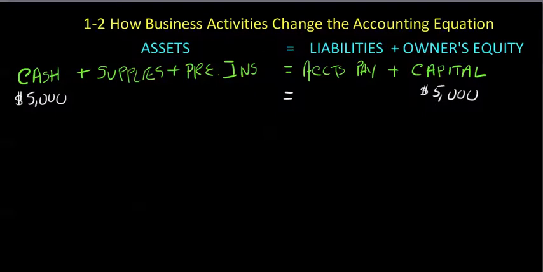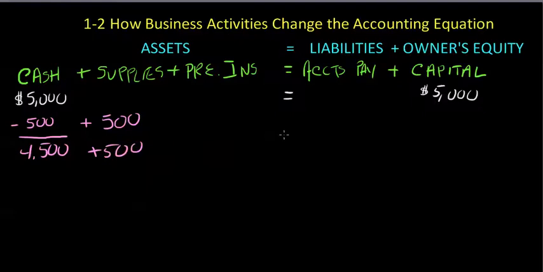Our second transaction is we pay cash for supplies. Supplies are something we need to run our business. So our supplies went up by $500. However, our cash went down by $500 because we paid cash for it. So our balance now is $4,500 in cash plus $500 in supplies, which equals $5,000. We did not affect the right side, so we still have $5,000. So assets equals liabilities plus owner's equity.